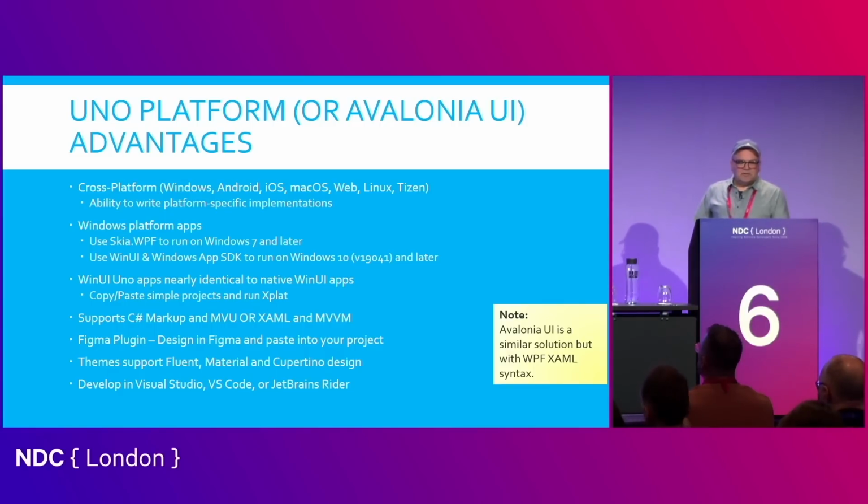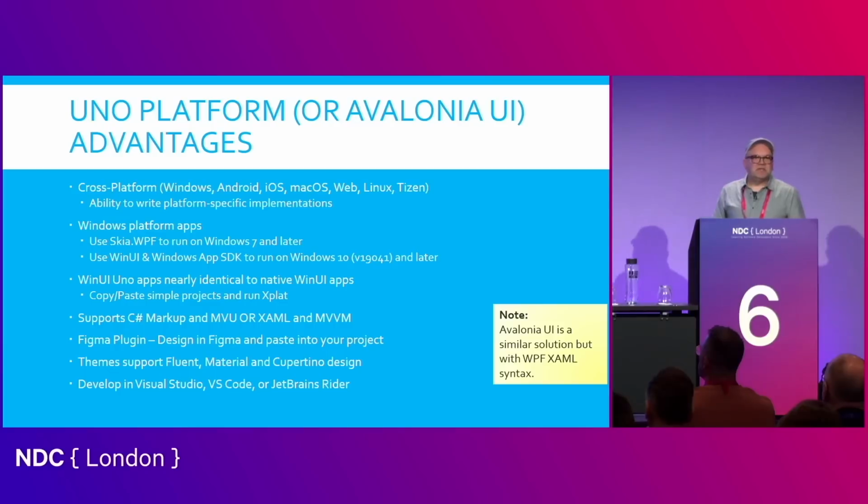And the WinUI Uno apps are nearly identical to your plain old WinUI apps. I have an Uno chapter in my book as well, and all I did to create that was just copy paste all the code. As long as your namespaces are the same, you can copy paste exactly into your Uno project if it's simple enough. It supports C# markup, so you don't have to write XAML. You could write everything in your C# code for your UI. So you can use the MVU pattern or the MVVM with XAML.